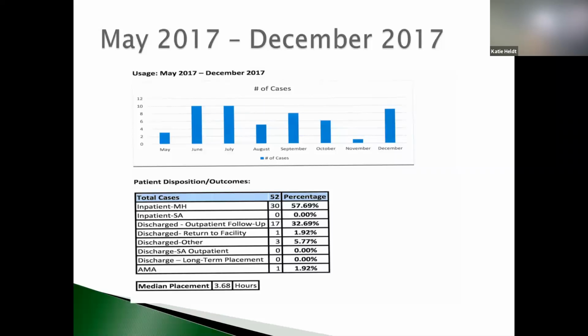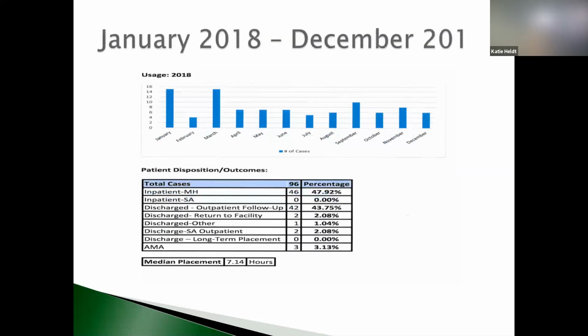The other win for us is the median placement time. And what this means is when we enlisted the services of ITP, they actually did the calls for us. So a provider would evaluate the patient via telepsych through ITP, work with the ED provider, and then ITP would take the onus to make the calls and find the bed for the patient. So the median placement at that time, from May of 2017 to December of 2017, was 3.68 hours, almost 4 hours, which is much better for us than 2 or 3 days.